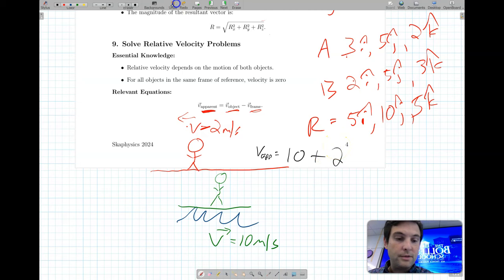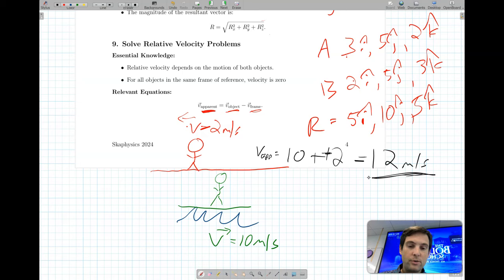Sorry, I skipped a step there. 10 minus negative 2 equals whatever. Subtracting a negative is plus a positive. So it appears like this guy is moving 12 meters per second to the right. So it appears like they're moving faster than they actually are.